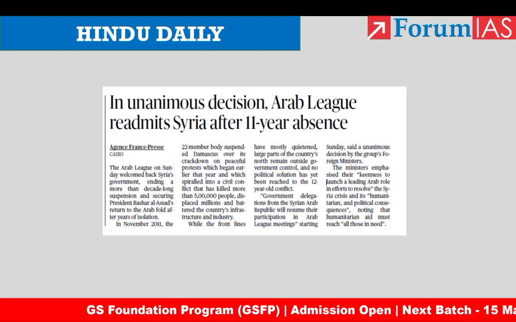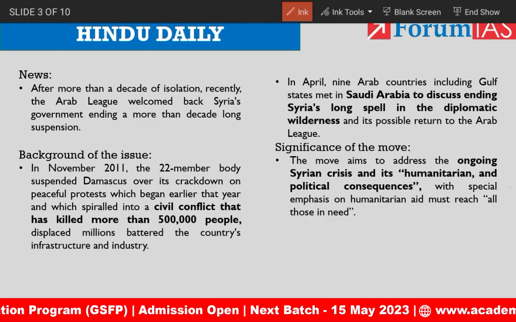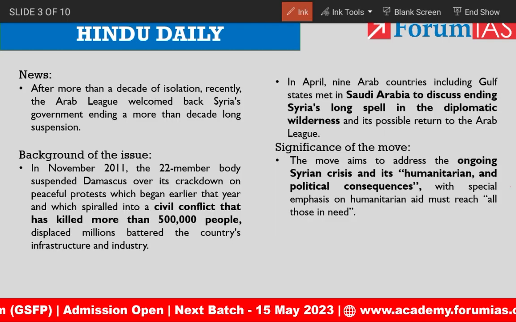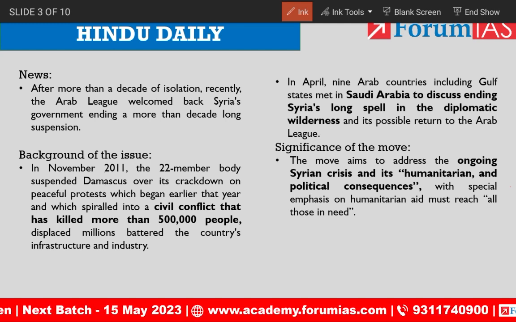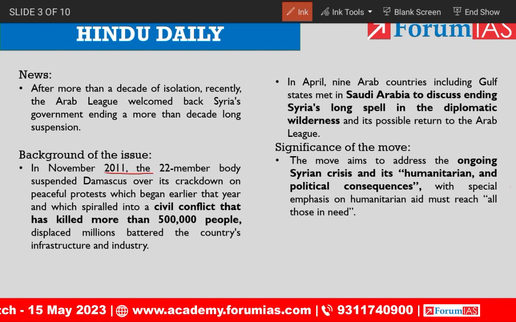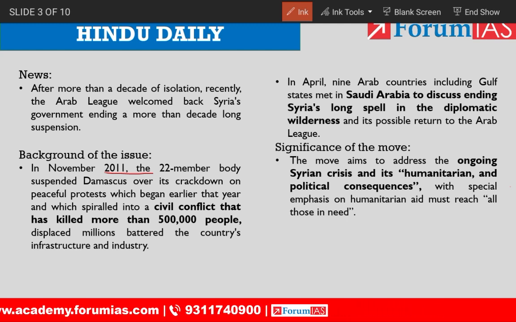It is about the Arab League and how Syria was admitted to it after 11 years. So, the decade-long isolation of Syria is over. Now the Arab League has decided it will allow Syria in the league. So why was it suspended in 2011? What happened? The Arab League suspended Syria because what happened?